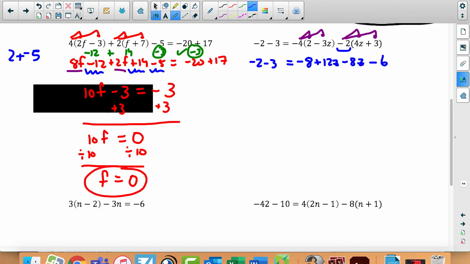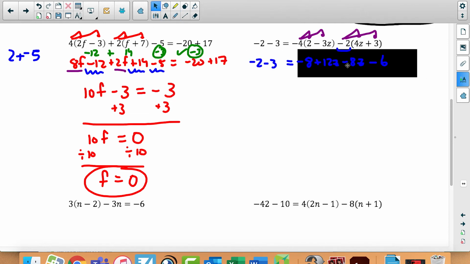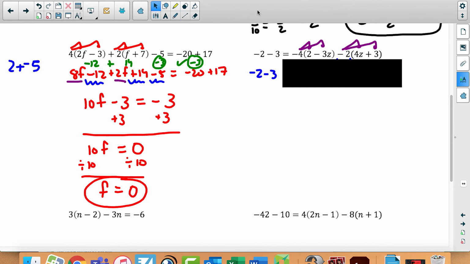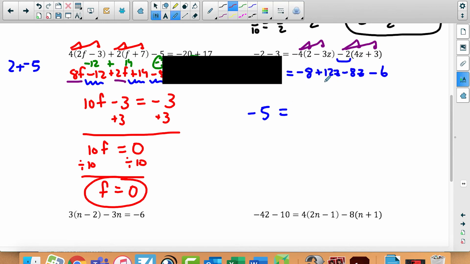Okay, if we look on the left-hand side, we have negative 2 minus 3. If you want to change that into an adding question, it would be plus negative 3. Well, negative 2 plus negative 3, that's two negatives, so it's going to be negative, and 2 plus 3 is 5. Equals. On the other side, let's do our z's first, why not?